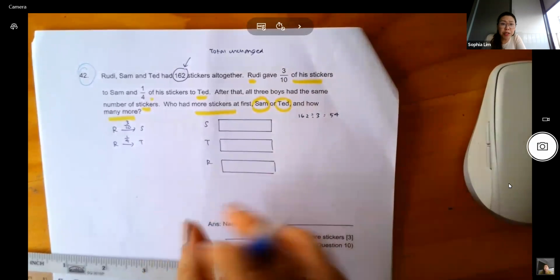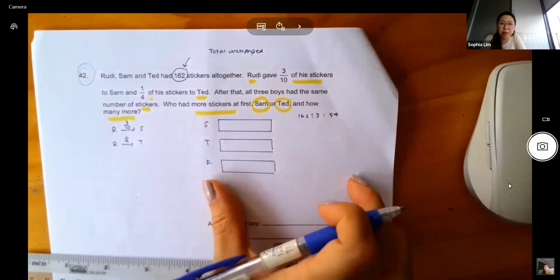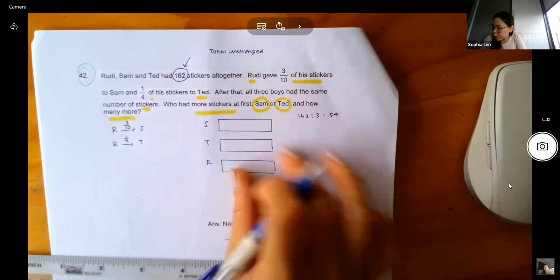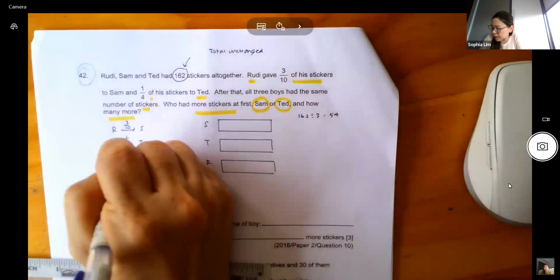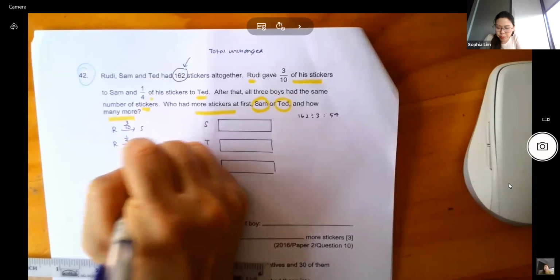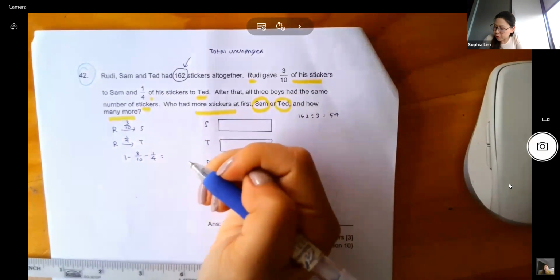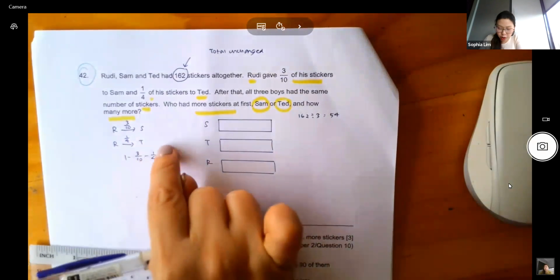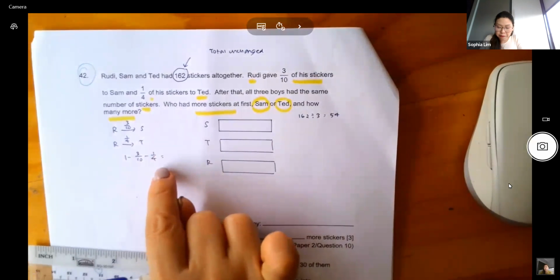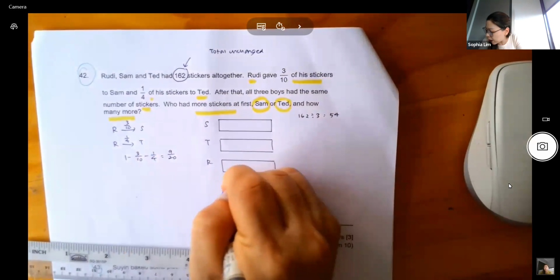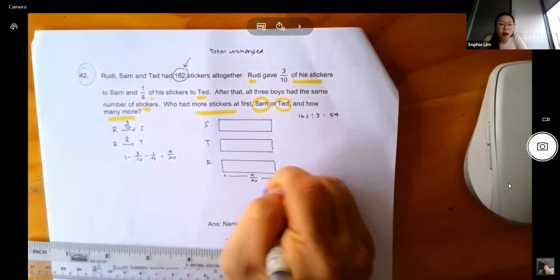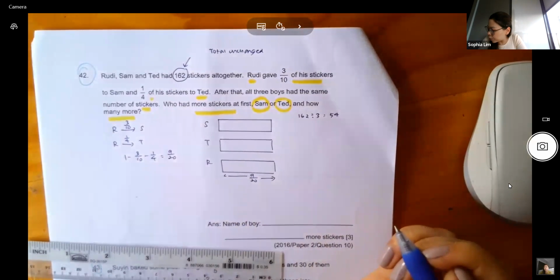Rudy will be the one having a lot of stickers at first, because Rudy is the one giving stickers to Sam and giving stickers to Ted. So if you take your calculator and minus away, 1 whole minus 3/10 minus 1/4, you will find that you are left with 9 out of 20. Meaning Rudy is left with 9 out of 20 of his stickers, and this is 54.